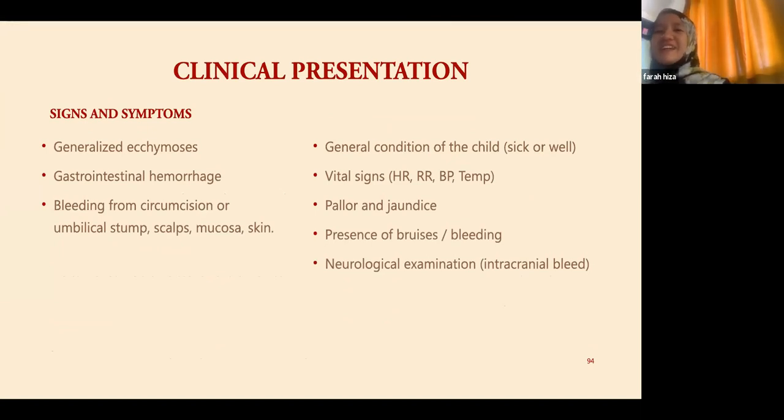Clinical presentation: look for signs of generalized bleeding such as ecchymosis, any sign and symptom of gastrointestinal hemorrhage, and any bleeding from the circumcision or umbilical stump and so on. We also need to take note of the severity in the child. In severe hemorrhage we are afraid of signs of shock, so we need to take note of the vital signs, whether pallor and jaundice, bruises or bleeding are present. Also important is the neurological examination, as it will indicate any condition of intracranial bleeding.